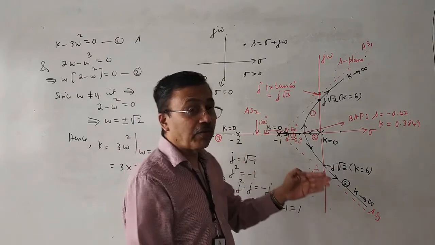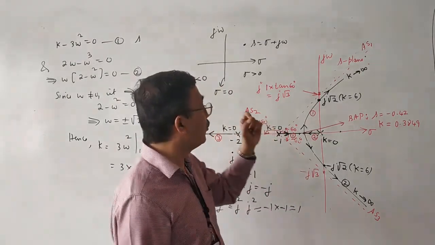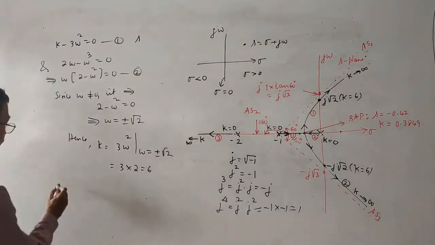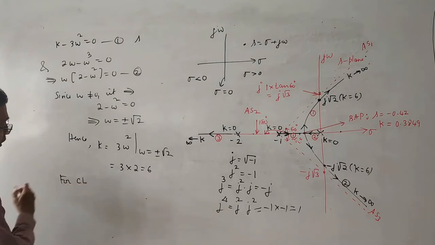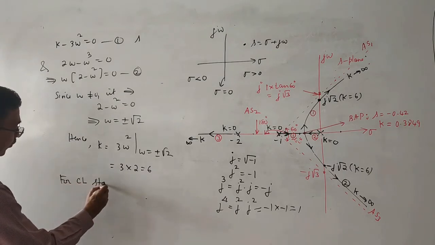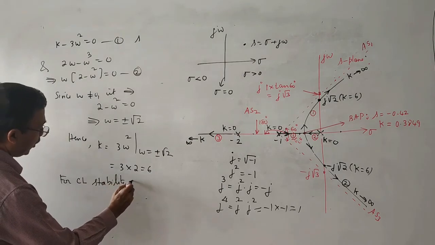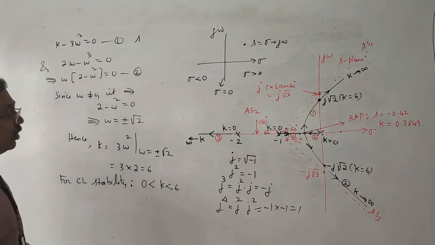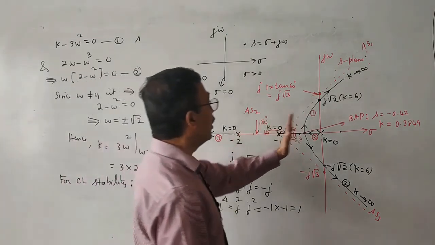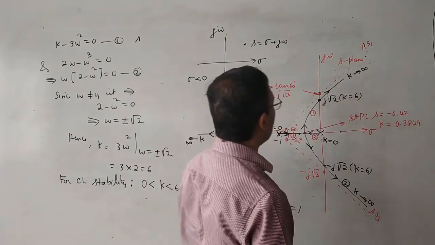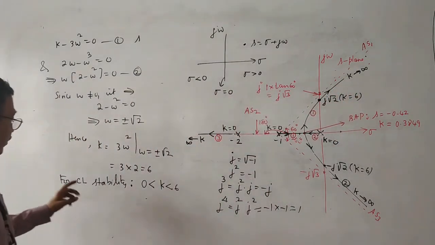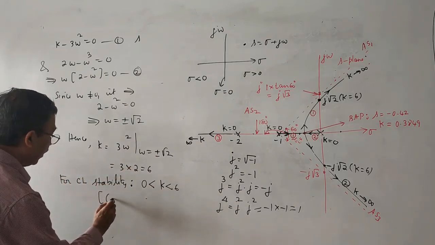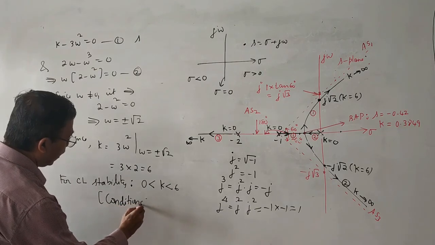For finding the range of K for stability, you have to choose the values of K for which the root locus lies on the left side. So I am going to write here, for closed loop stability, K should be greater than 0, less than 6. For these values of K, root locus will be on the left side. For K more than 6, root locus goes on the right side. The system is stable for certain values of K, therefore the system is conditionally stable.